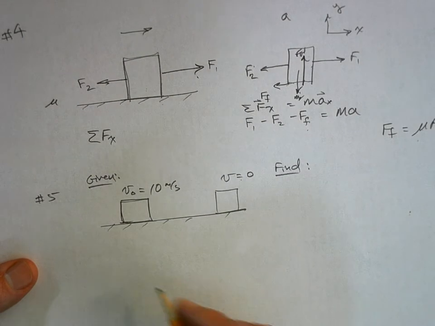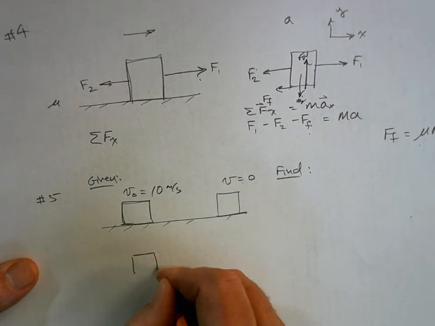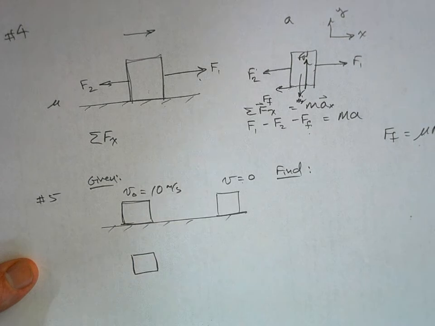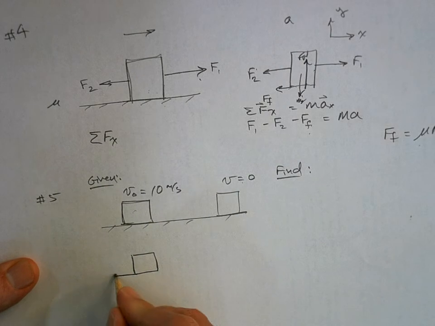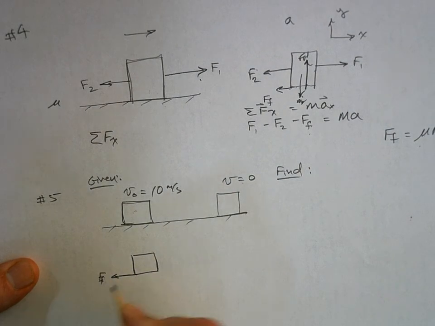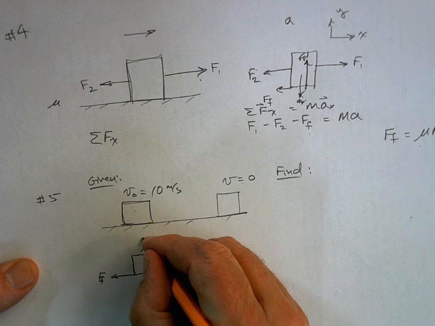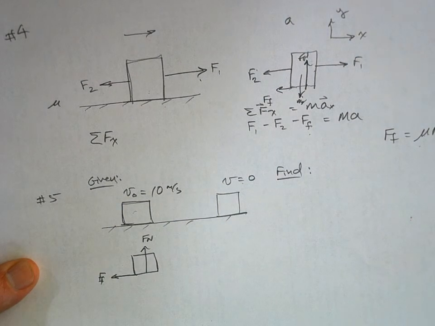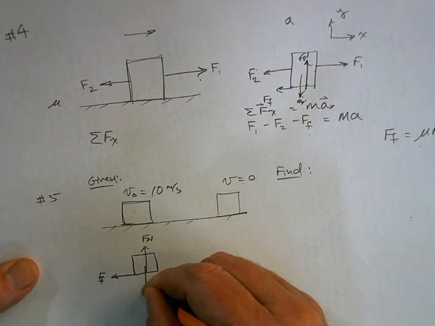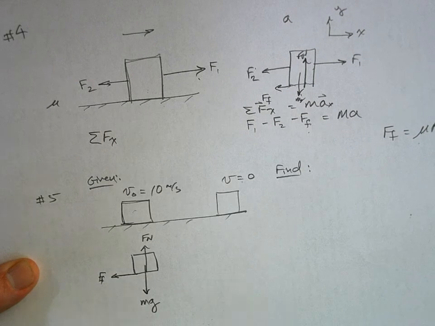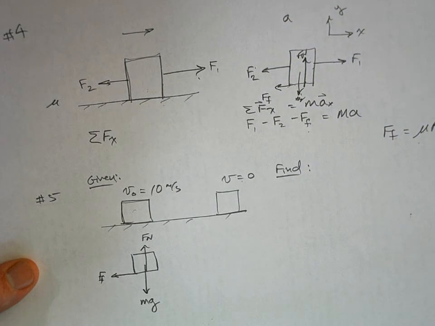Draw the free body diagram of this crate. So there's the crate. What forces are acting on it? You tell me right now. What are the forces acting on this crate that's sliding to a stop? Friction. There's a friction force. Normal force. What else? Force of gravity. That's it. Anything else? Excellent. I'm glad you said it, even though I'm going to correct it.